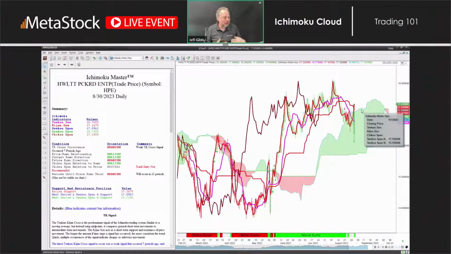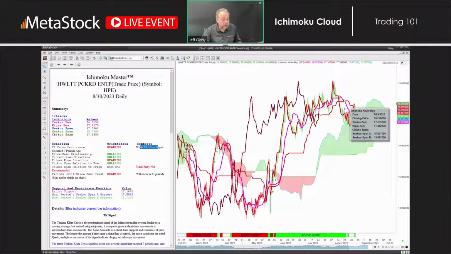But in addition to that, you can also use it for scanning, which I'm going to talk about in just a second. So if I'm looking at HPE right now, earnings yesterday, it's interesting to see HPE from that perspective. If I'm looking at Ichimoku with HPE and I want to get a feel for how things are doing, he's going to score it for me. Ichimoku has a lot of ways to look at a glance and see how things are coming together. So if I'm looking at the TK cross, the cross between the Tenkan-sen and the Kijun-sen, it's bearish, but it was also a weak TK cross signal.